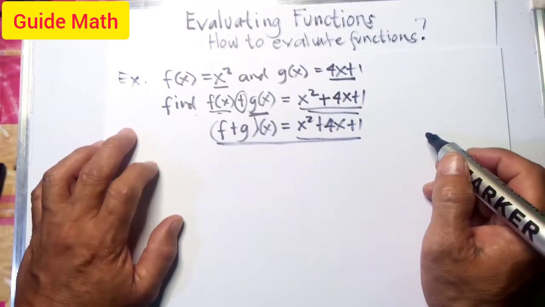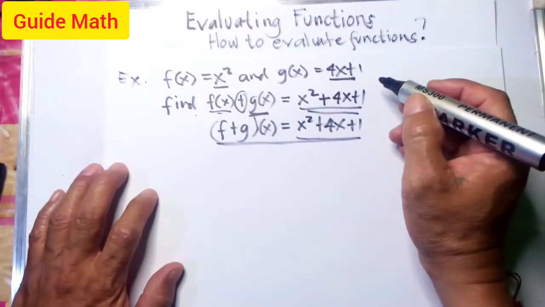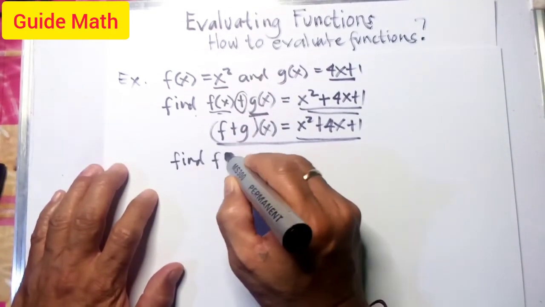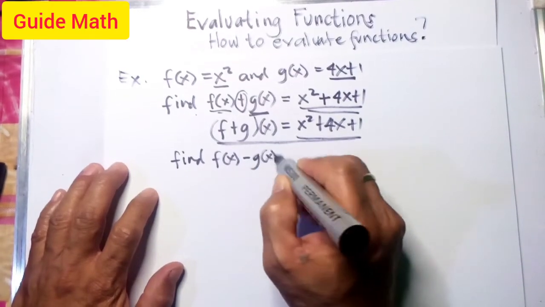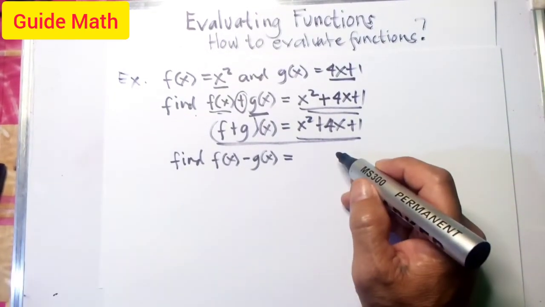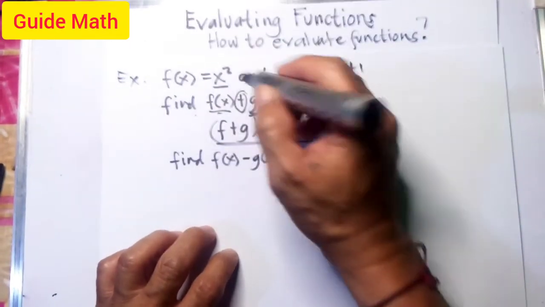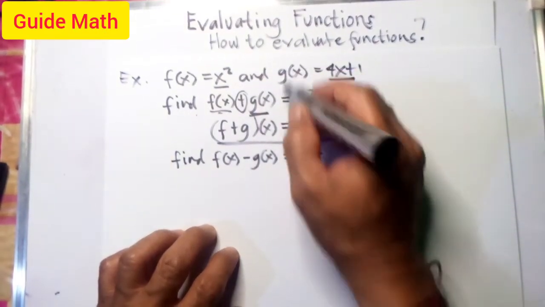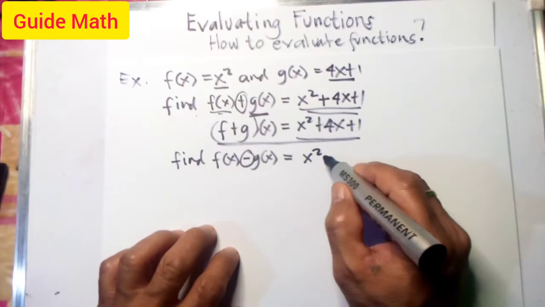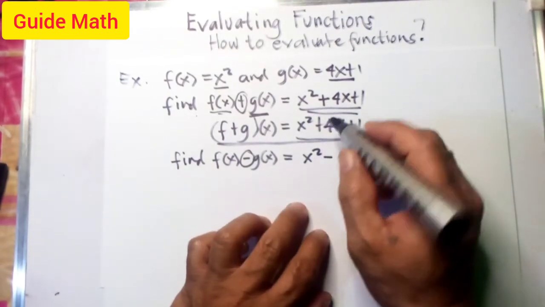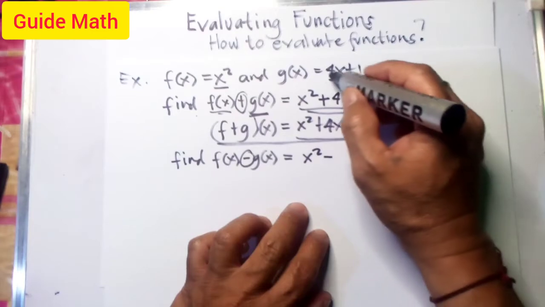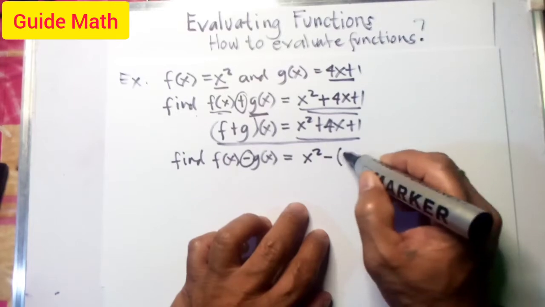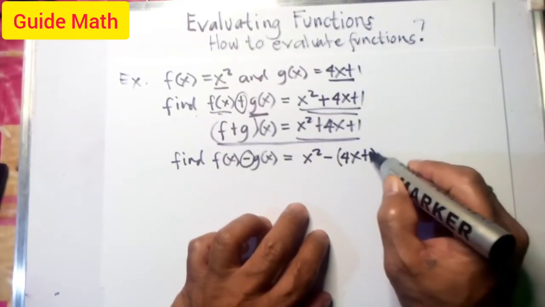We can also subtract this. So let's say, based on the given, isang given na lang ang bibigay natin. If you have to find f of x minus g of x, we have to determine that. So still, we're going to substitute the value of f of x, which is equal to x squared, and then subtract. You have to follow also the sign or the operation, which is subtraction. Then we substitute the value of g of x here, which is equal to 4x plus 1.